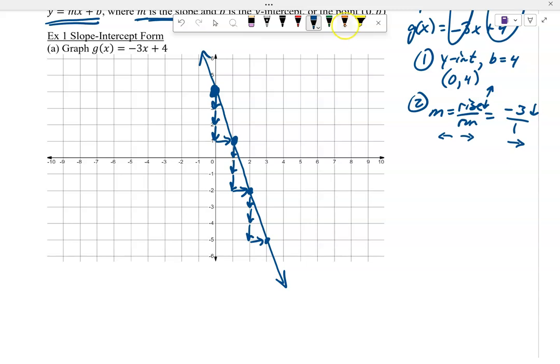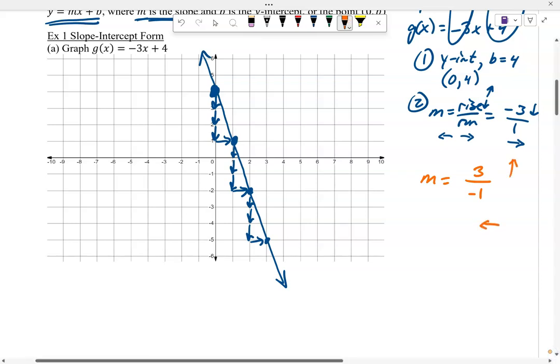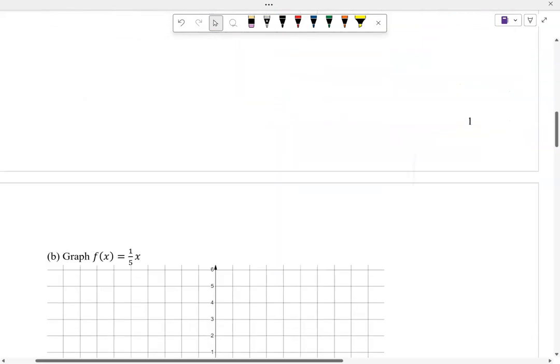Now, I do want to point out, isn't 3 over -1 still -3, right? I could go up and left from the y-intercept. I could go up 3 and left 1. You see how it's still on that line? Up 3, left 1. So that's the same thing, -3 over 1 or 3 over -1. Just make sure you use that accurately. Let's practice some more here.